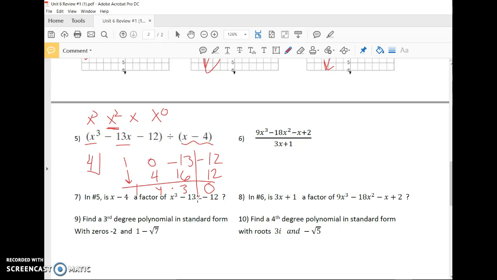My answer to this thing, because you can't leave your answer like this, that would be wrong. Your answer starts 1 less than your biggest degree. So that would be x squared plus 4x plus 3. We know that this thing is a factor because the remainder is 0. So whenever your remainder is 0, this would be a factor.